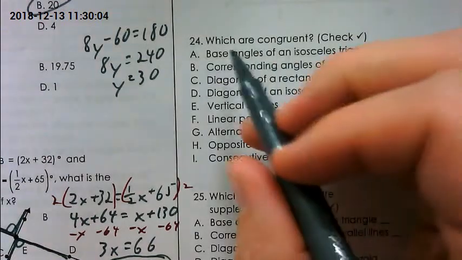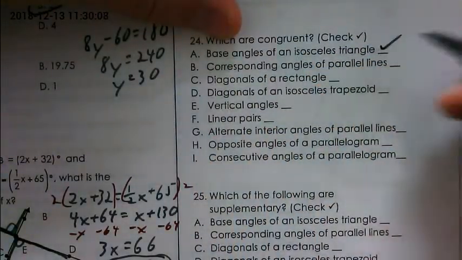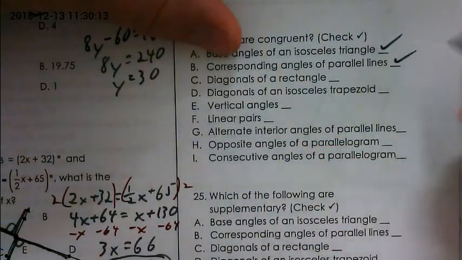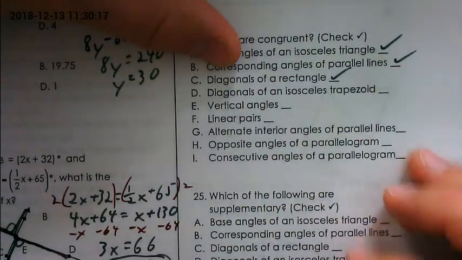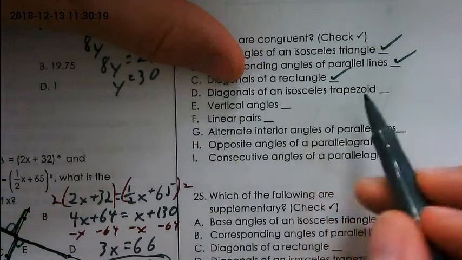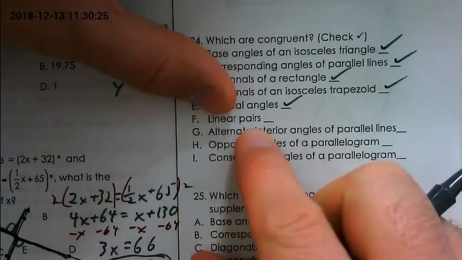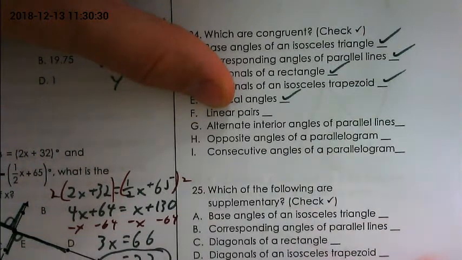So, which are congruent? Base angles of an isosceles triangle are congruent. Corresponding angles of parallel lines are congruent. Diagonals of a rectangle are congruent. Diagonals of an isosceles trapezoid are congruent. Vertical angles are congruent. Linear pairs, those would be supplementary. So that's going to be checked off down here.